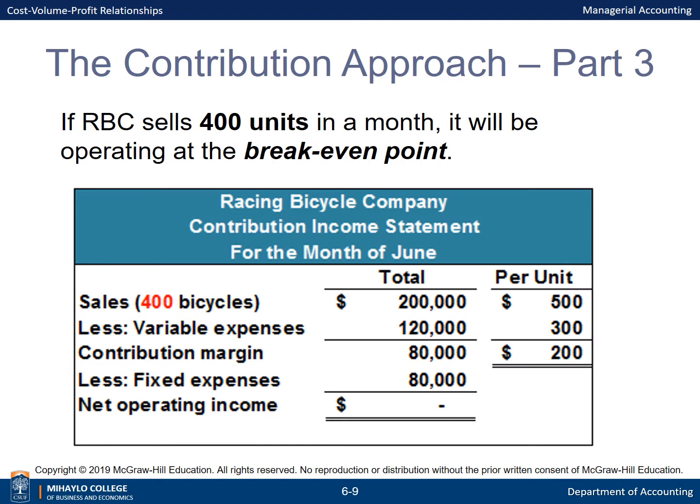If RBC sells 400 units in a month, it will be operating at the break-even point. Total sales will be 400 bicycles times $500 each, or $200,000, and total variable expenses will be 400 bicycles times $300 each for $120,000. Contribution margin is exactly equal to total fixed expenses.